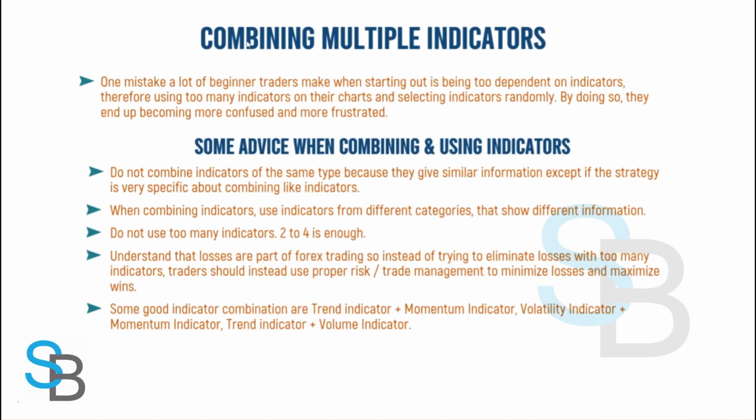Now, we have the next slide, which talks about combining multiple indicators. So one mistake a lot of traders make when starting out is being too dependent on indicators. Most newbies are usually very dependent on indicators. They just plot their charts with indicators all over the place, and they end up getting confused.